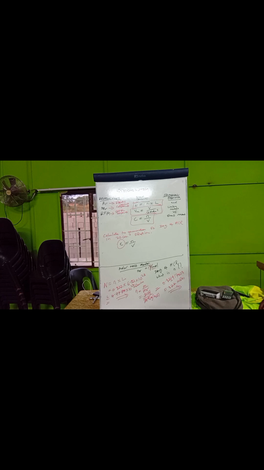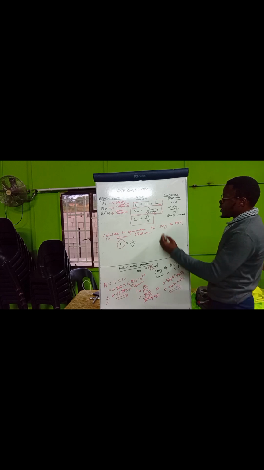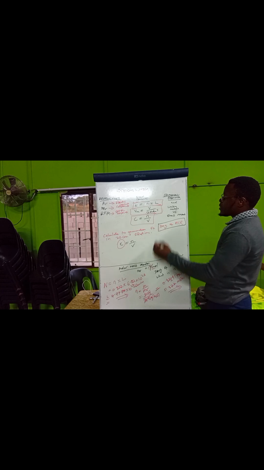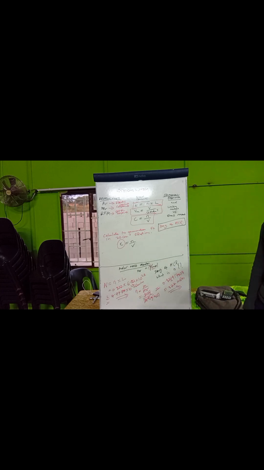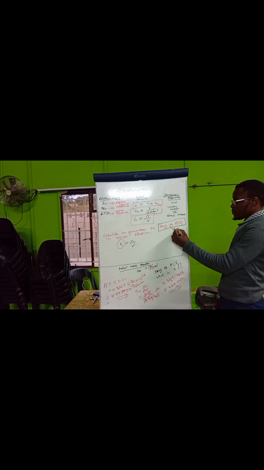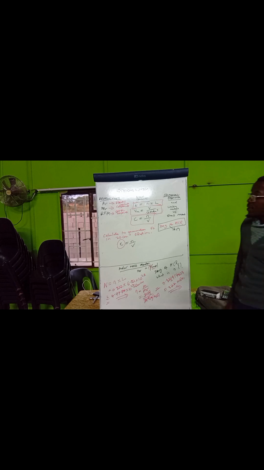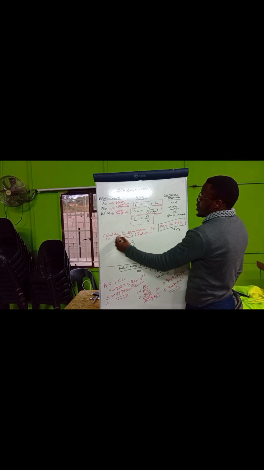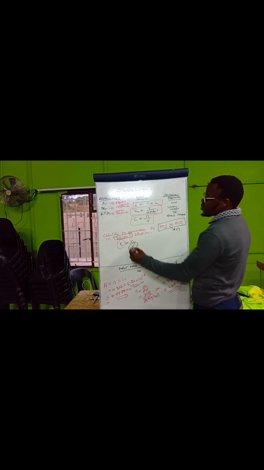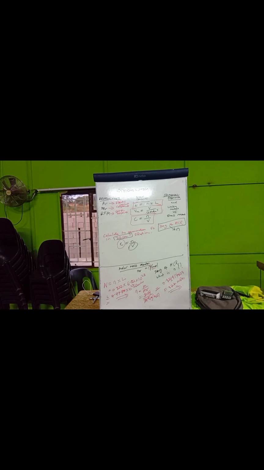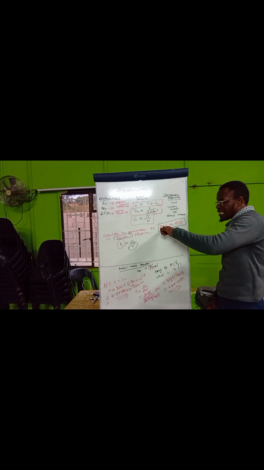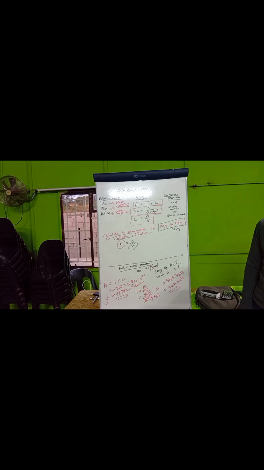Notice that we are given 30 grams of hydrochloric acid. We must convert it into moles. Then 20 cubic centimeters of distilled water, which we are going to use as the volume. So the first step is to convert these 30 grams into moles.